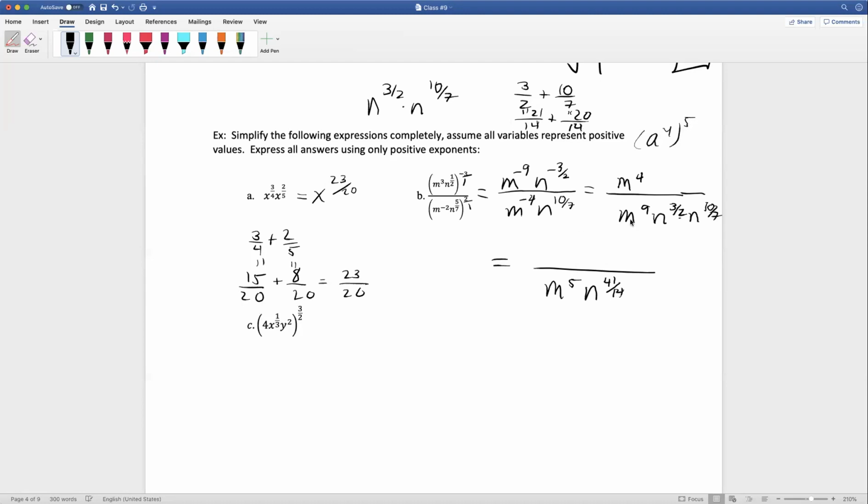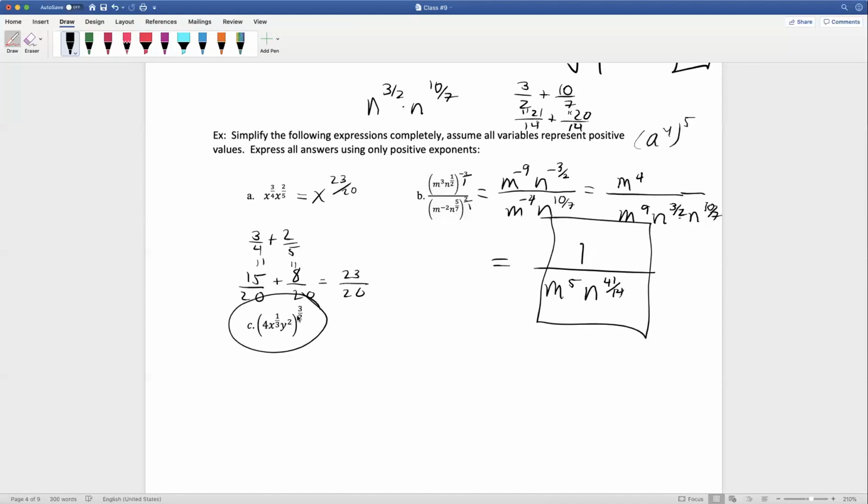And notice that we're not left with any terms in the numerator. If that happens, just put a 1 there to represent that. Because what you're really doing here when you see m to the 4th divided by m to the 9th is you're canceling out those factors of m, and any number divided by itself is 1. So this is the answer to B.